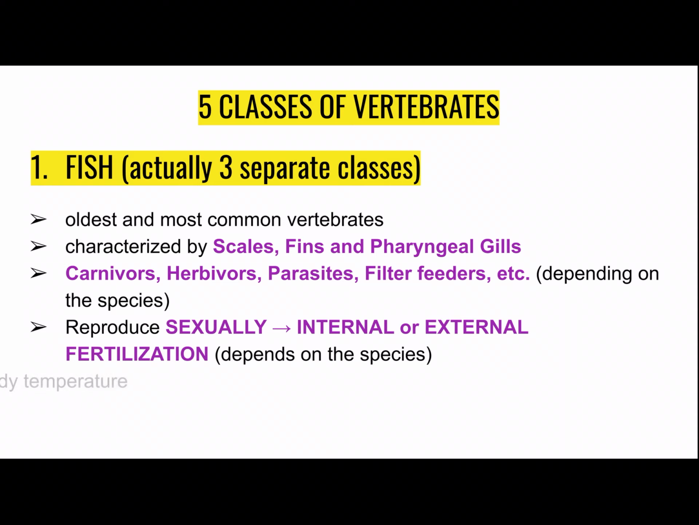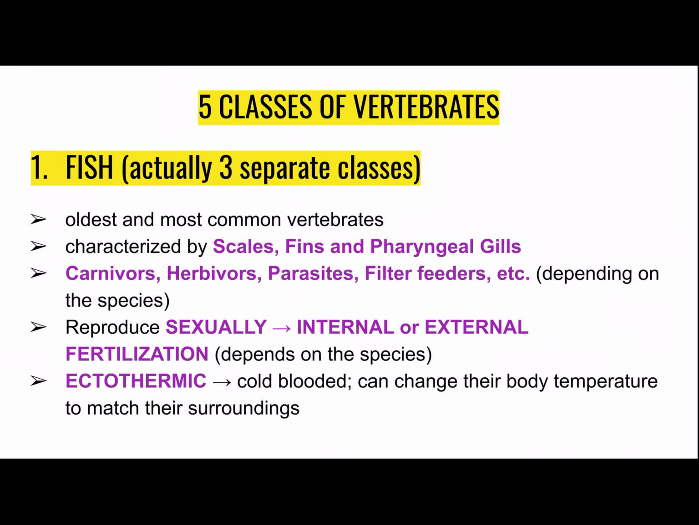Now here's a new term, something we haven't talked about yet. Fish are ectothermic, which means that fish are cold-blooded. A cold-blooded creature has the ability to change its body temperature to match its surroundings. We are warm-blooded as mammals. We cannot change our body temperature; we have a constant body temperature. Cold-blooded or ectothermic organisms, such as fish, have a body temperature that fluctuates and changes to match that of their surroundings.